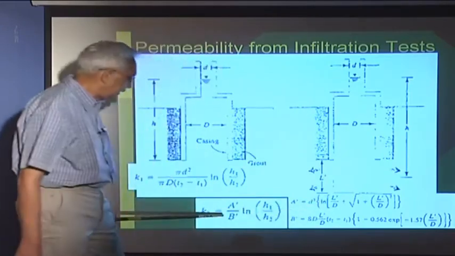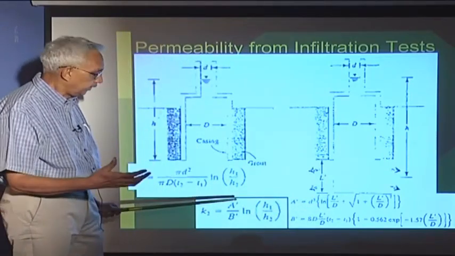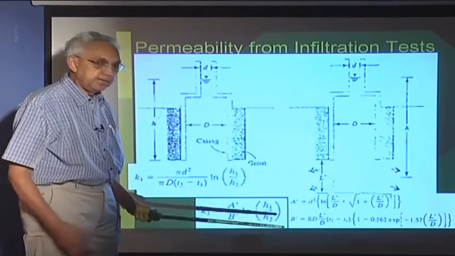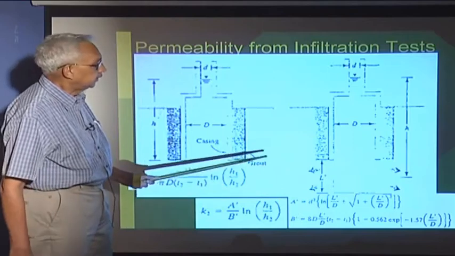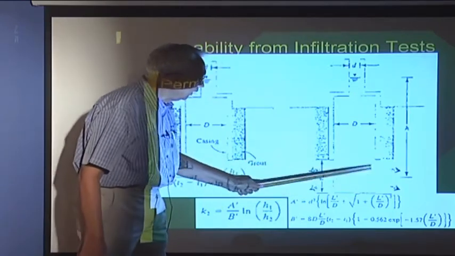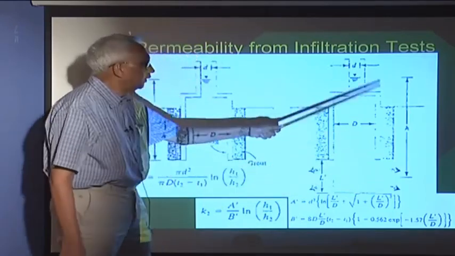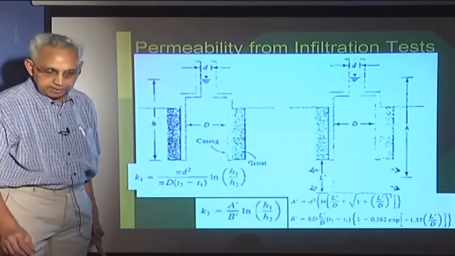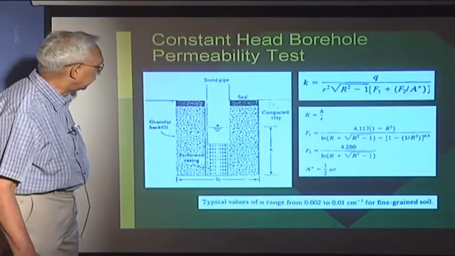I have the expression here, and the terms are given, taken from the book. A prime and B prime are given as little long expressions. They are functions of this length L, the diameter D, and the height H. So this is another way you can measure the falling head test infiltration too.